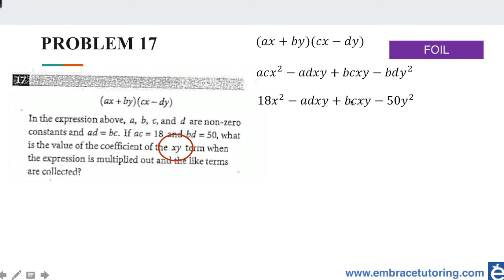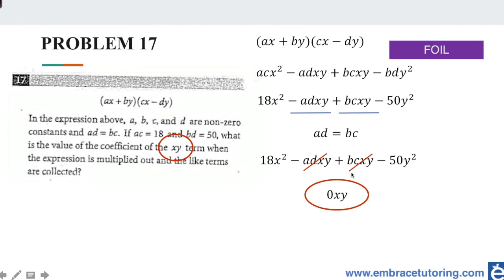Now, even if you get stuck on this a little bit, you can see that if ad is equivalent to bc, they are going to end up canceling each other out because it's simplified. These are then both therefore a like term, basically saying that negative 1xy plus 1xy or negative 2xy plus 2xy, they're going to end up canceling each other. And if they end up canceling each other because ad equals bc, then therefore your middle term is just going to be 0. So 0xy, making the answer 0 for question number 17.